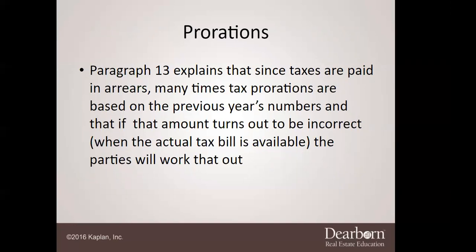So since taxes are paid in arrears, many times tax prorations are based on the previous year's numbers, and if that amount turns out to be incorrect, when the actual tax bill is available, the parties will work that out. Now, this is where it gets very confusing.